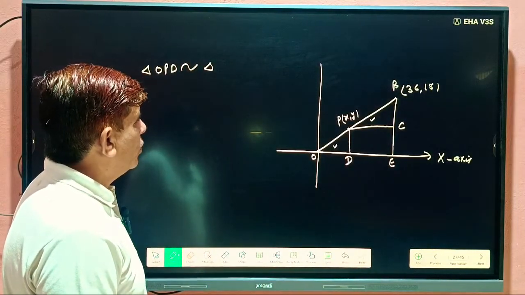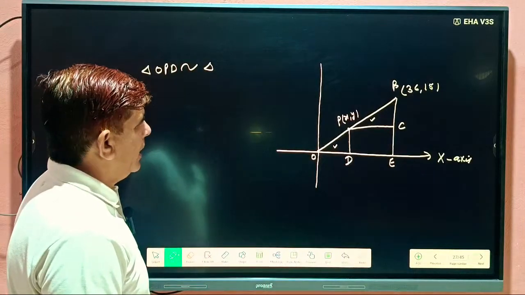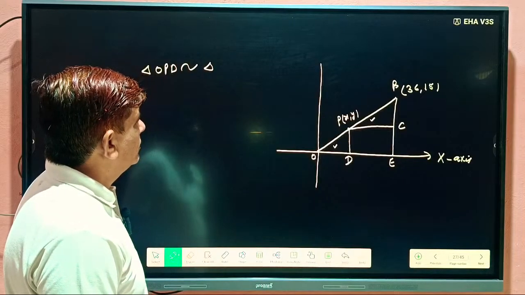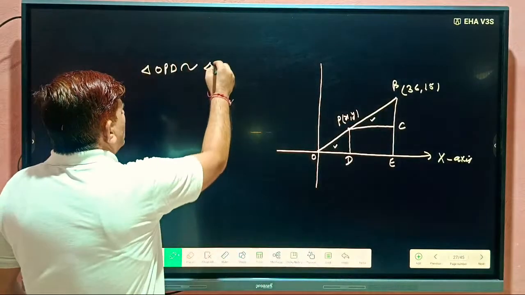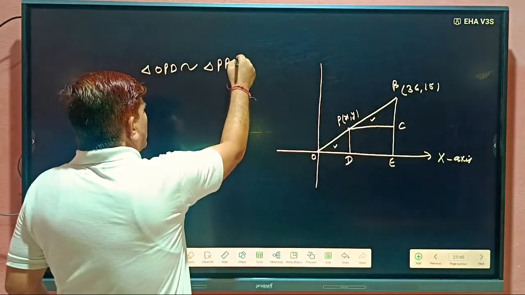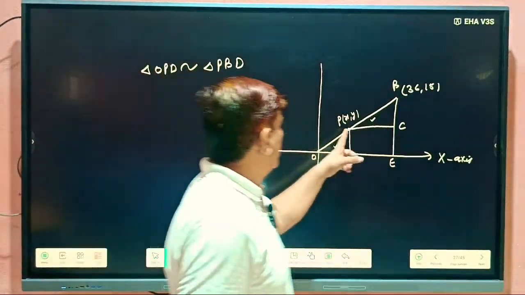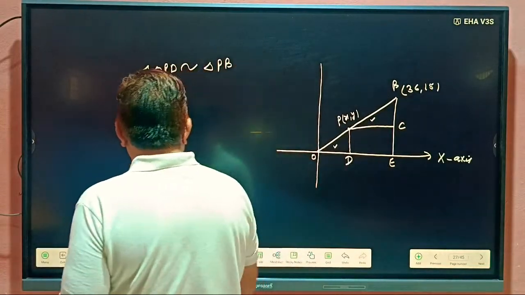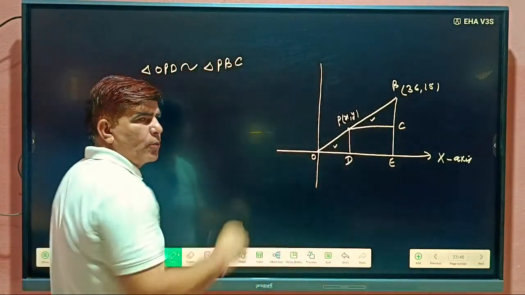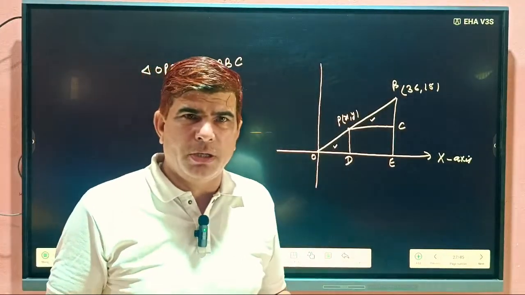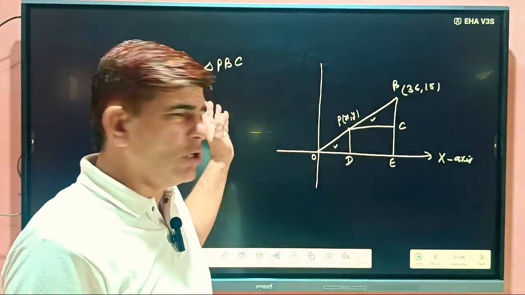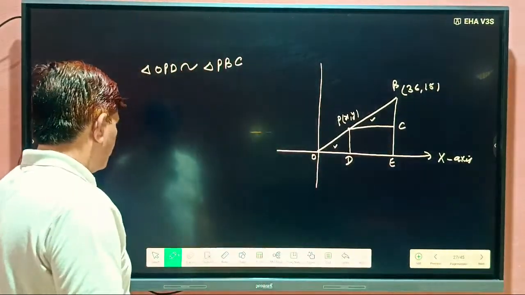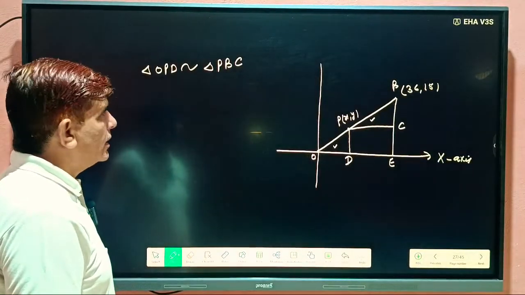which? OPD equals what? PBC, not D, C. This I have taken. If you can understand this, it means no problem in solving questions. I 100% can say this is not coming in your exam, but you have to understand this for your better knowledge. So what is this?